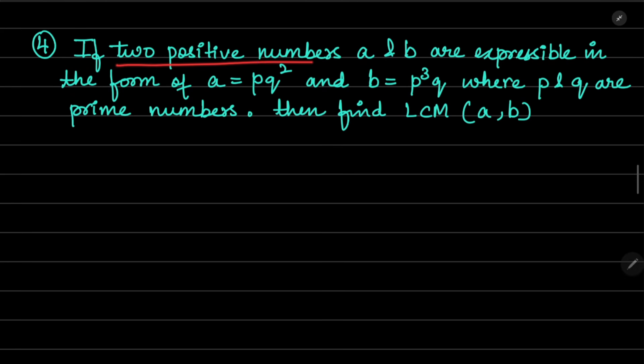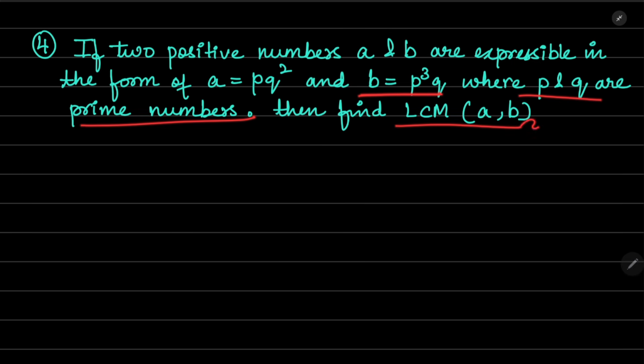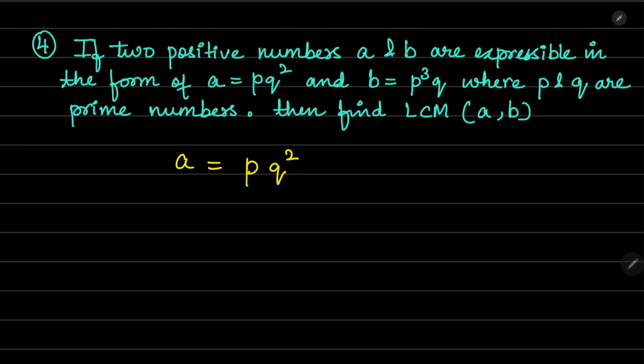The question is, if two positive numbers a and b are expressible in the form a equal to pq square and b equal to p cube into q, where p and q are prime numbers, then find the LCM. Very easy. I'm going to separate it and write a as p to the power 1 into q square, and b is p cube into q, so p to the power 3 multiplied by q. Since p and q are prime numbers, this is the prime factorization.